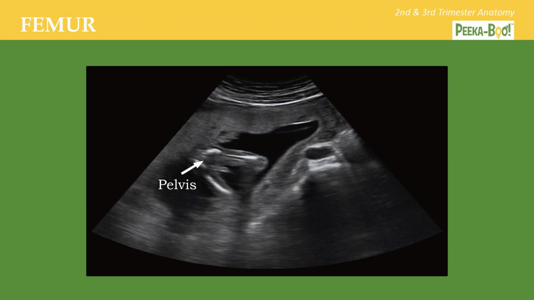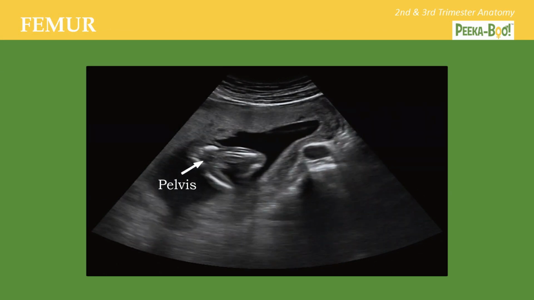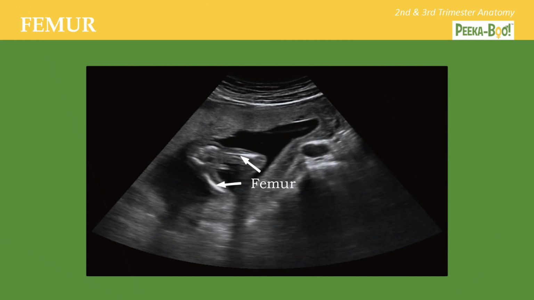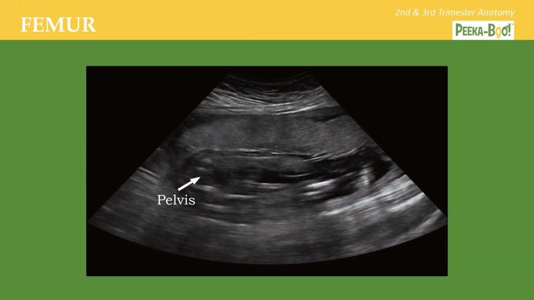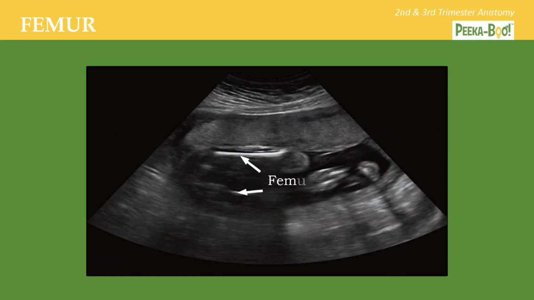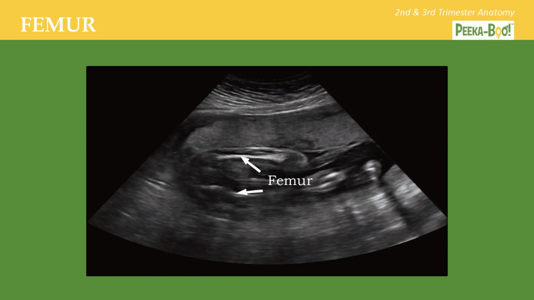Here is the view of the pelvis and thighs containing just 1 bone in each extremity, which is called the femur. Notice that there is no second bone next to the femur. If you see a second bone, you are not looking at the femur.